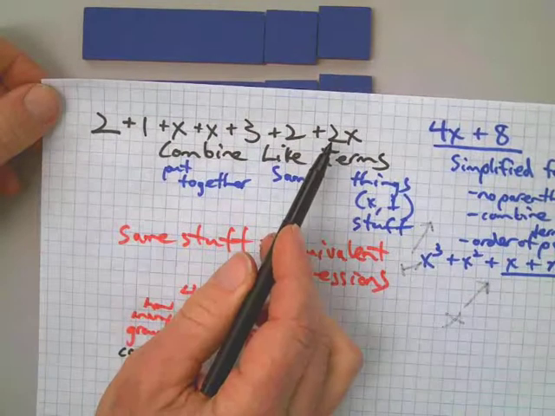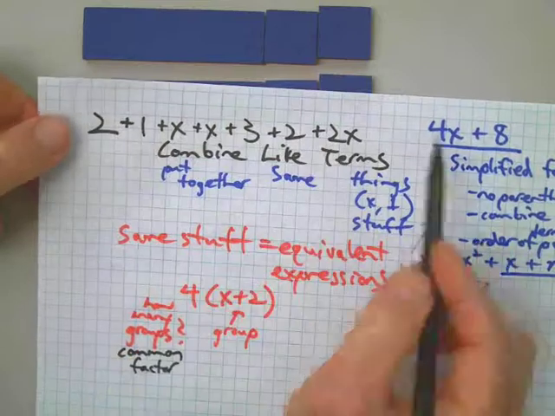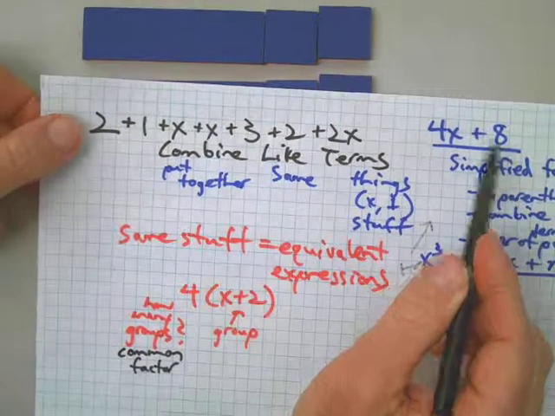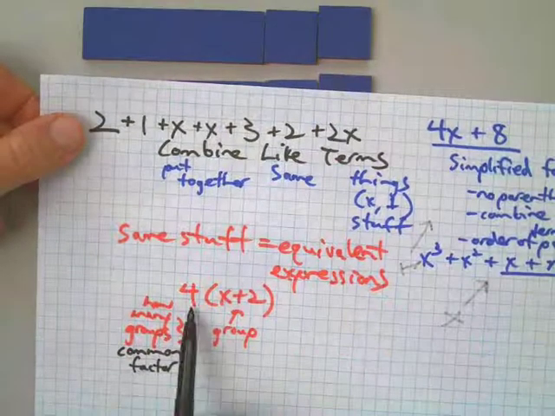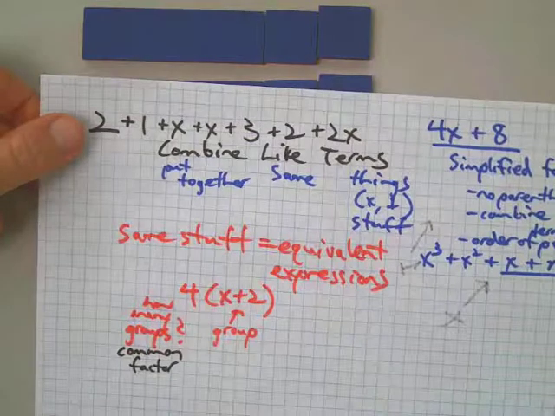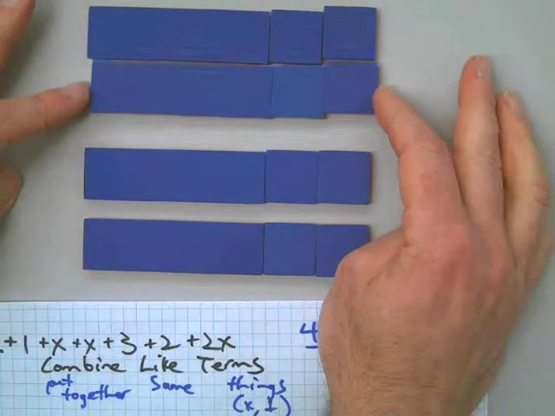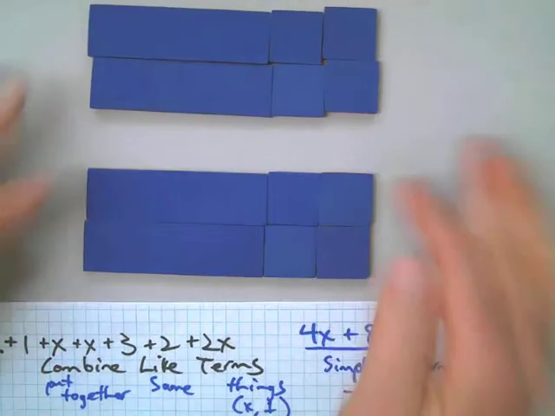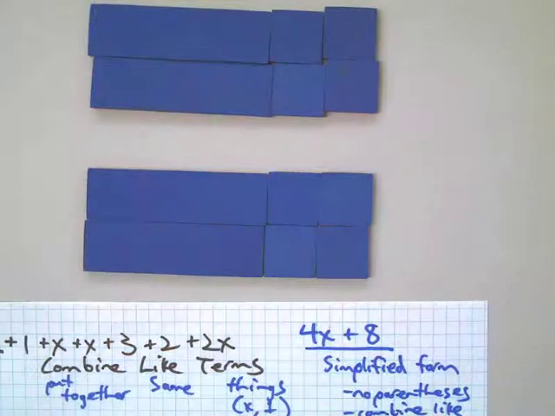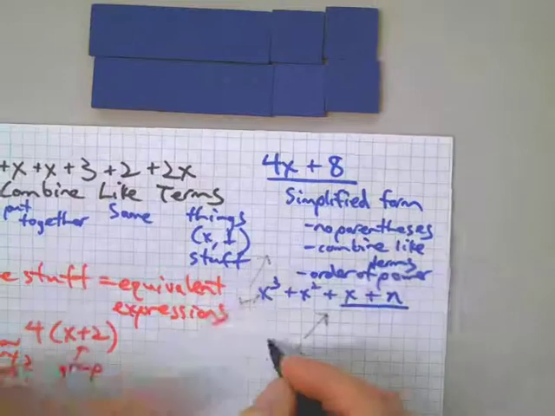So far I have 3. We have this big mess we started with, which is the same as 4x plus 8, which is the same as 4 groups of x plus 2. Can we organize these in another way? Well, I could take each of these groups and put them together like that, can't I? Yes, I can.